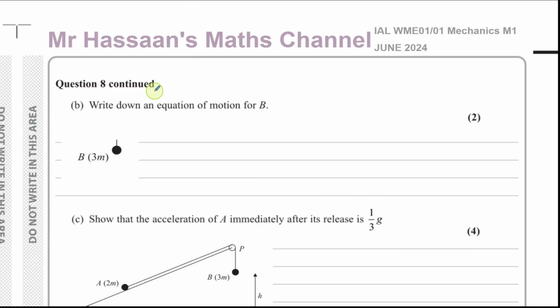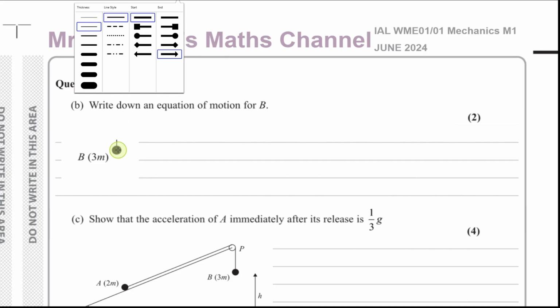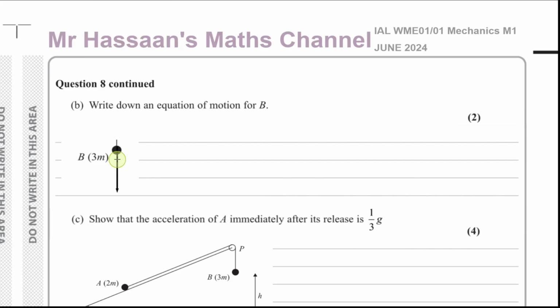Here we're told that we want to write down an equation of motion for B. Now, the forces acting on B are its weight, acting vertically down, and you also have the tension in the string that it's attached to, holding it up. So this is its weight, which is 3 mg. Now the mass is 3m, so its weight is 3 mg, and it's accelerating down towards the ground.